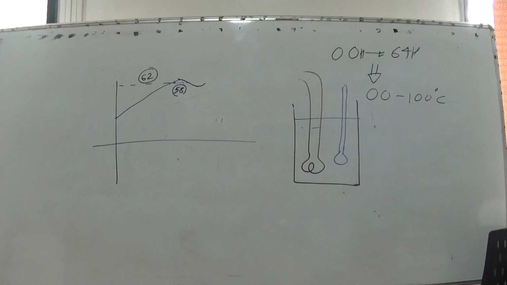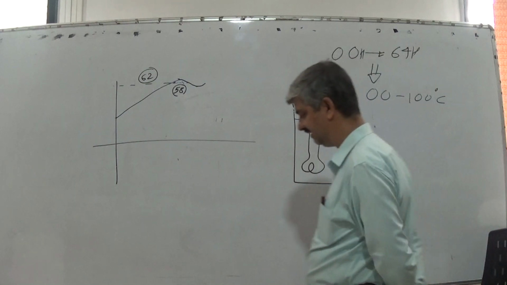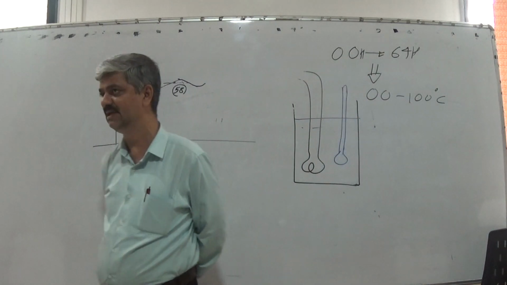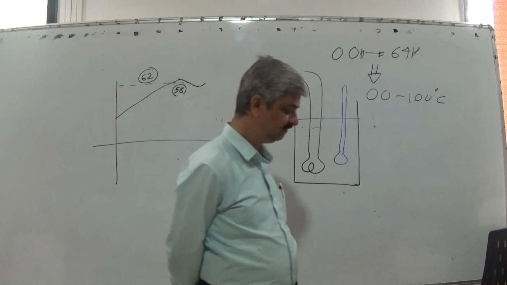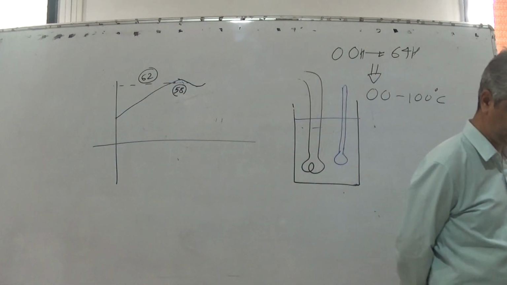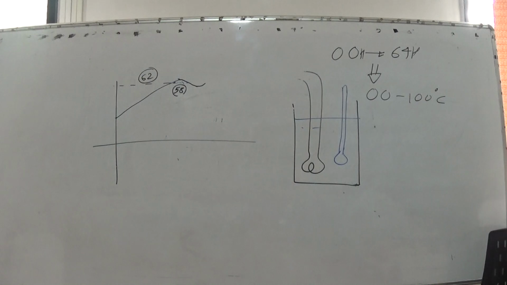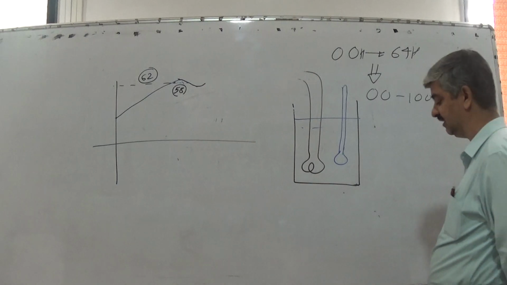a cycle of 100 seconds. In 100 seconds, I can have many combinations. Complete on, complete off are two combinations. Instead, 10 second on, 90 second off.